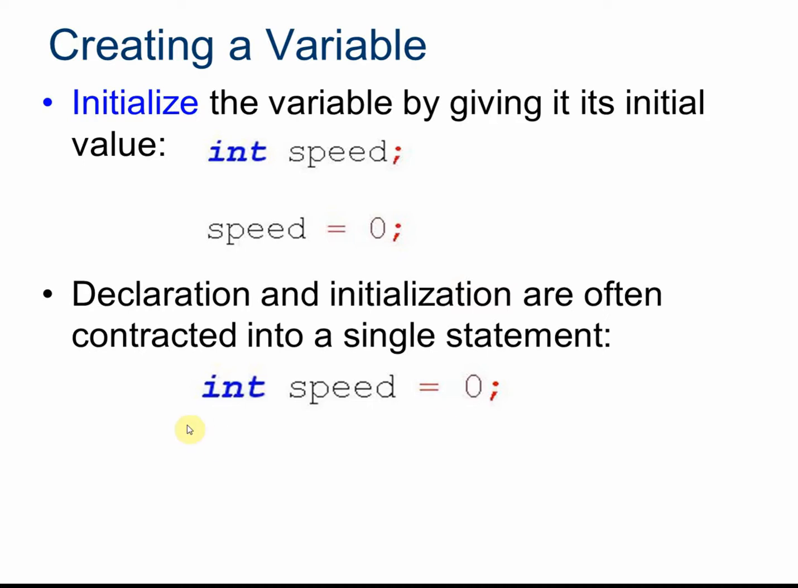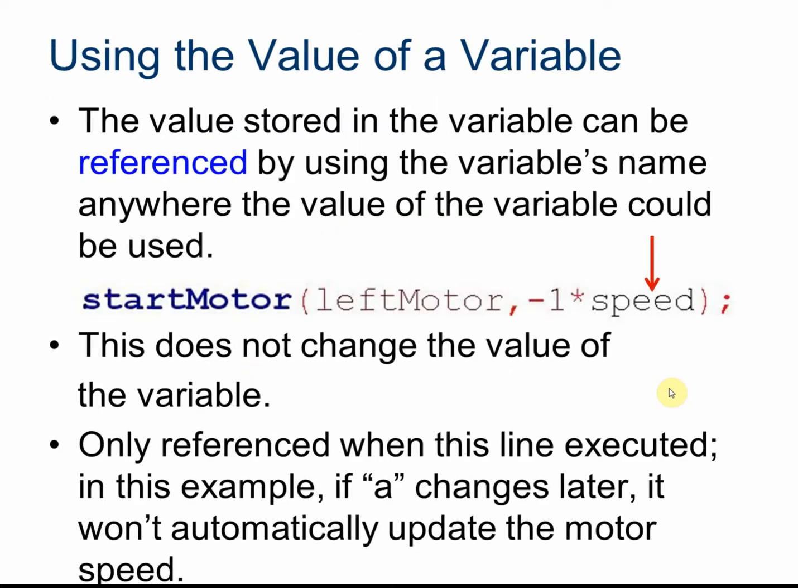The most common way to initialize a variable is to just roll it all into one. This is all you need to type. This is equivalent to this. The declaration and initialization are usually just one line. You can do it in two lines for various reasons, but inside the scope of this class, you're probably not going to need to do that.